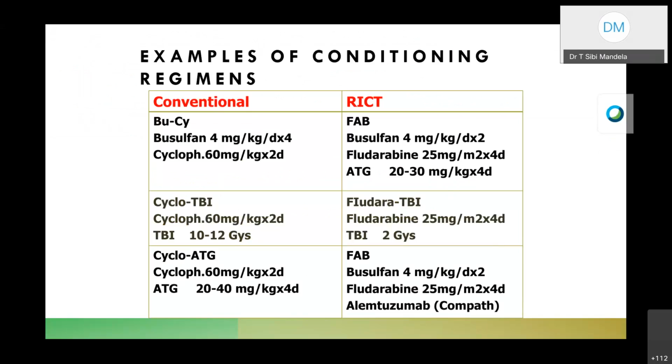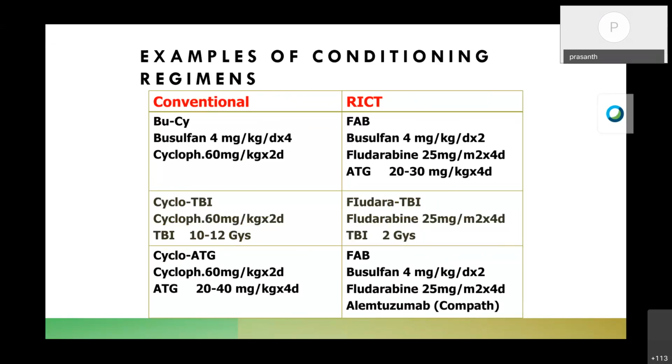Just a few examples of these conditioning regimens. We use a combination of Busulfan and Cyclophosphamide, which is one of the commonest conditioning regimens. And there's this combination of busulfan, fludarabine, and ATG. The other component of the conditioning regimen is some kind of an immunosuppressive drug. So it could be either ATG or chemotherapy like fludarabine, which have got a significant immunosuppressive component.